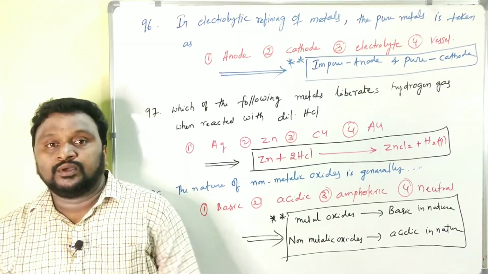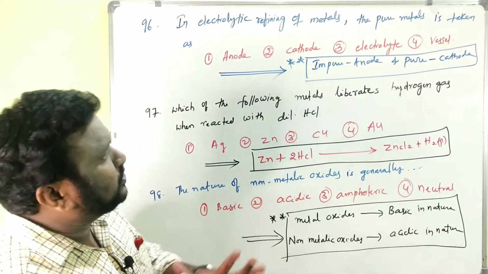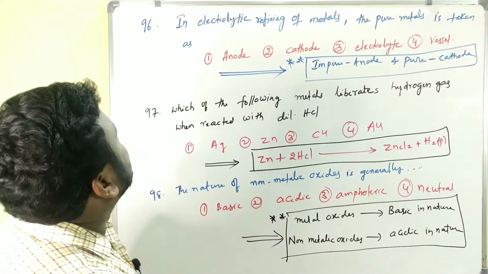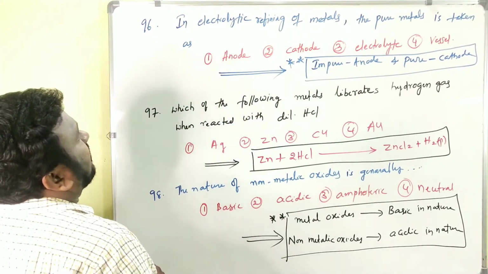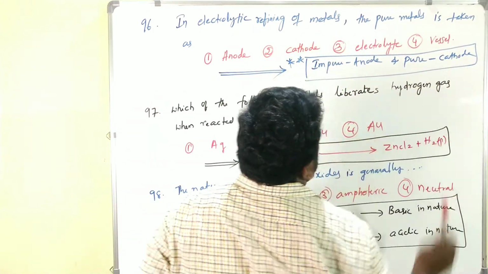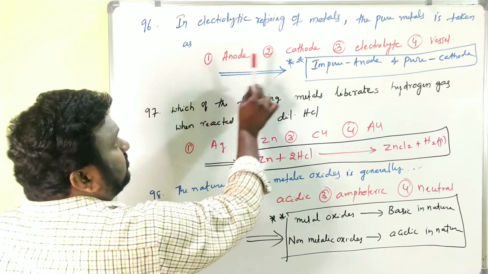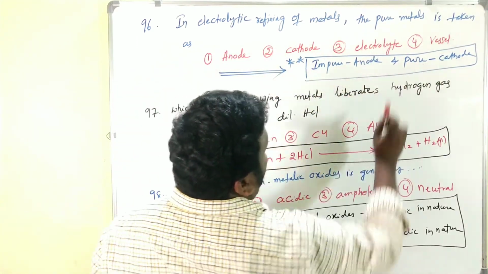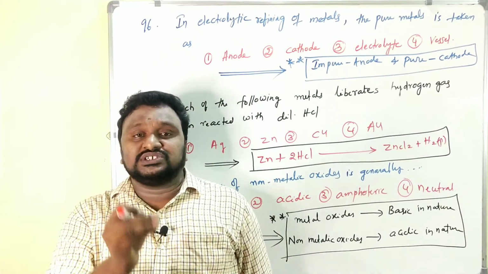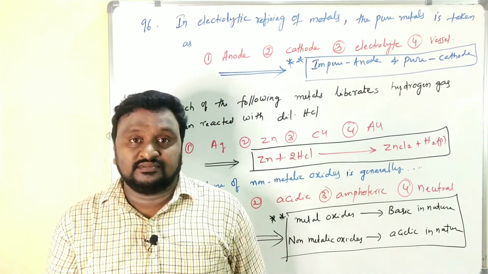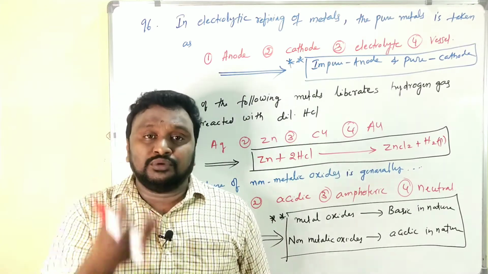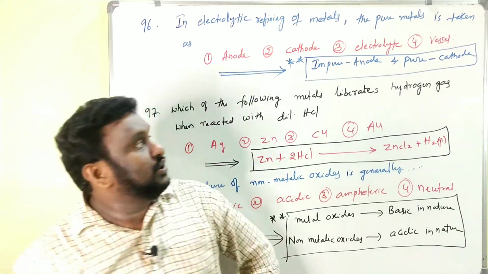Okay, see the next question. Very important questions for regular SSC and Polytechnic also. It is very important. See question number 96. In electrolytic refining of metals, the pure metal is taken as: anode, cathode, electrolyte, or vessel. Every year, one question comes from the refining of metals. So most probably this type of question will come. One time he asks about the impure metal and one time the pure.